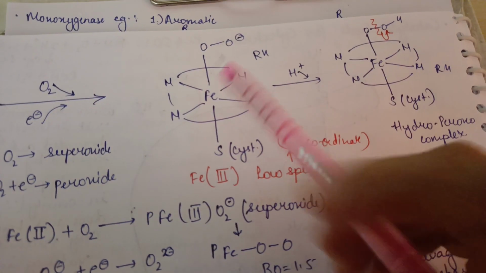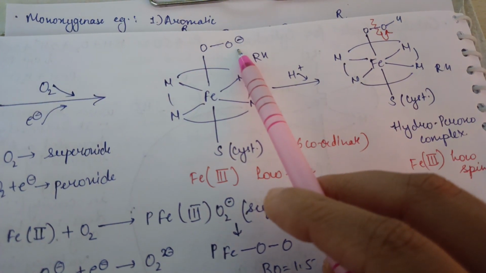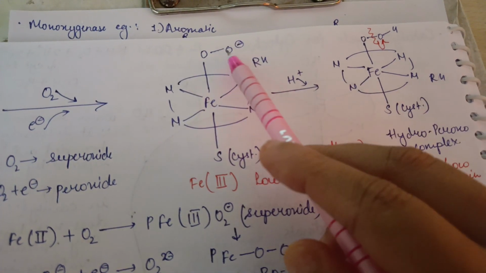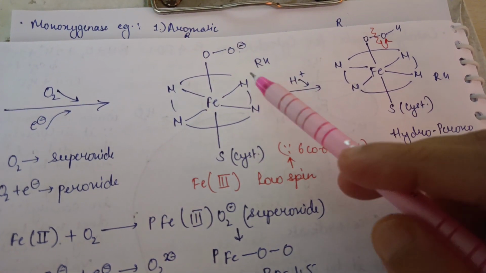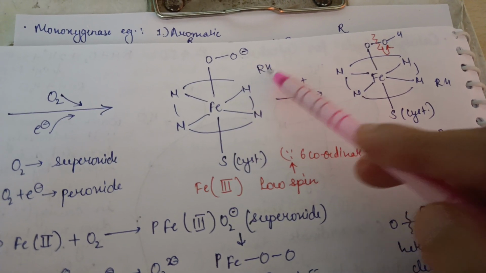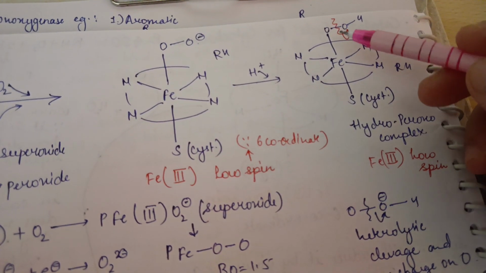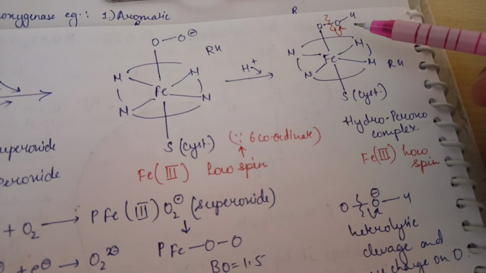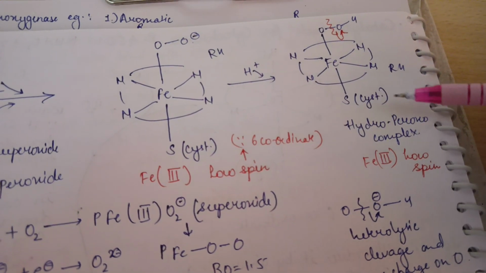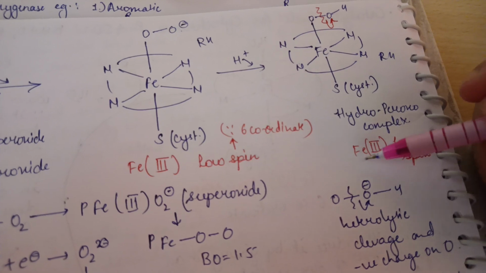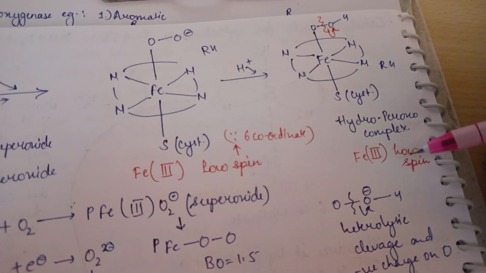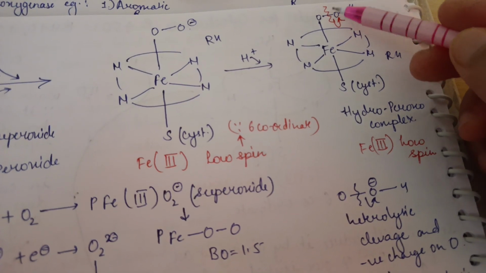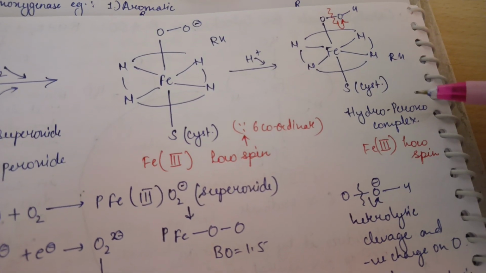Now here I have an O minus, so I am adding an H plus. This H plus will go and bind with this O minus, and this RH is still present in the cavity. We can see the H has come and bound to the minus charge of the oxygen, and this is our molecule. Here iron is still in +3 oxidation state and it is a low spin complex. Now a heterolytic cleavage will take place here.